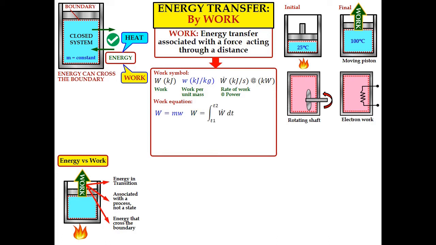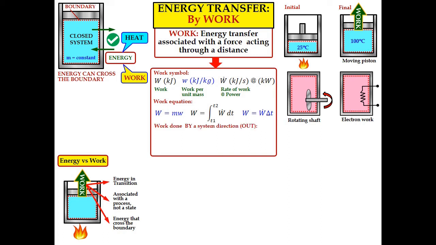In terms of the integration equation, work W equals the integral of the rate of work, W dot, with respect to time, dt. So this is the equation when the rate of work is not constant. If the rate of work is constant, we can use this formula, where work equals the rate of work multiplied by the time change.